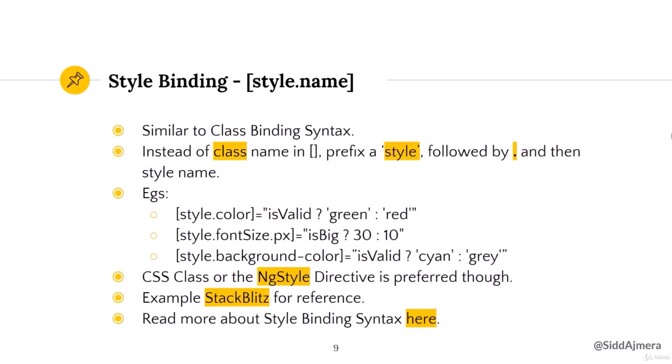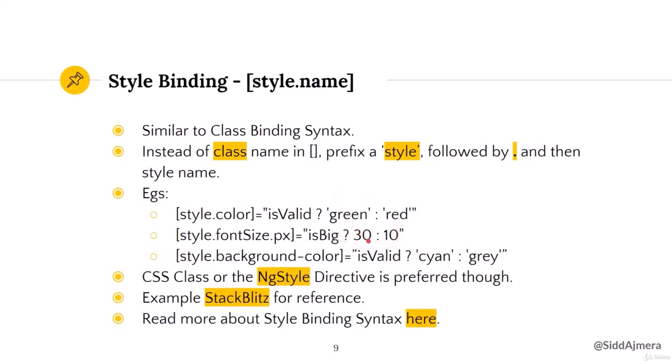Alright, so now after having a look at all those types of bindings in Angular components, it's finally time for us to have a look at the last type of binding, and that is the style binding. Now style binding is almost similar to the class binding, but instead of the class name, we prefix the style name with style dot. So here are a few examples. This sets the color of the particular HTML element to green if isValid is true and red otherwise. This sets the font size in pixel to 30 if isBig is true and 10 otherwise. This sets the background color to cyan if isValid is true and gray otherwise.